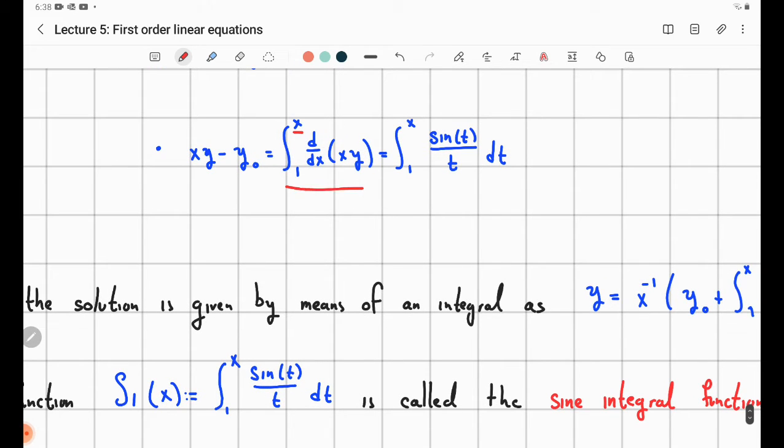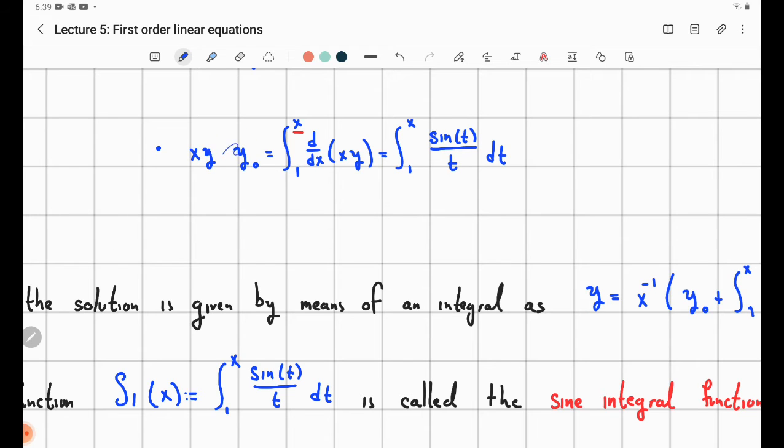But here we have the integral of a derivative, so we recover the product, which is x times y, minus, of course, 1 times y sub 0 because of the limits of integration. Okay, so this is our implicit relation between x and y.